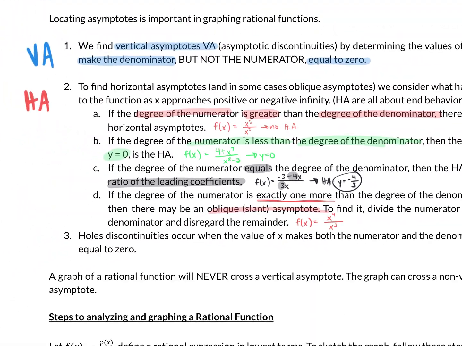Okay, so that is our 4 different cases for horizontal asymptotes and what could happen depending on the degree. So we have to look at the degree in order to figure this out. Number 3 talks about if we have discontinuities, okay? That's if we have a value of x that makes both the numerator and the denominator equal to 0.